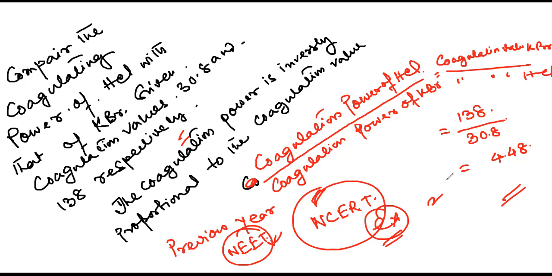Okay, gold number is most important. You can see the previous year questions: peptization, emulsification, gold number. These are the most important topics you should definitely cover.